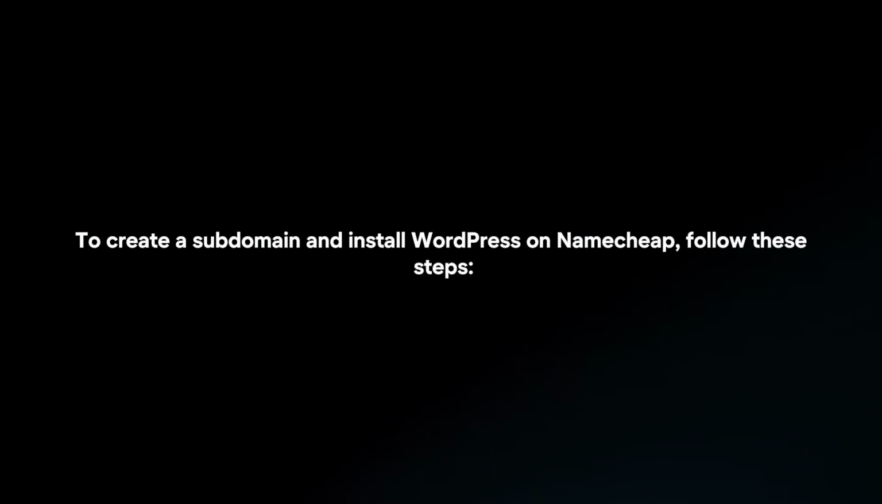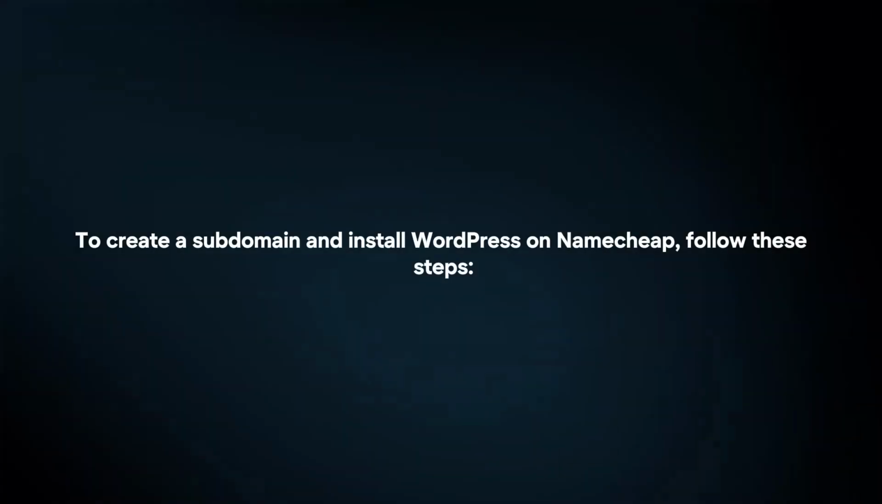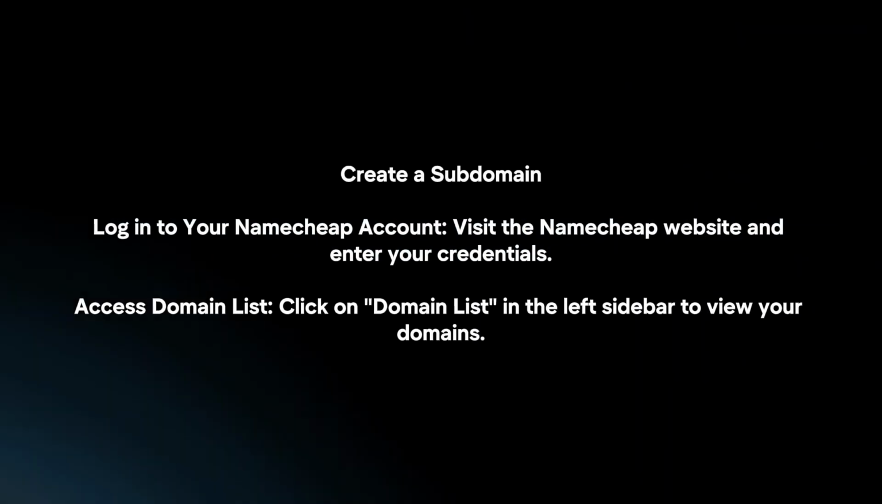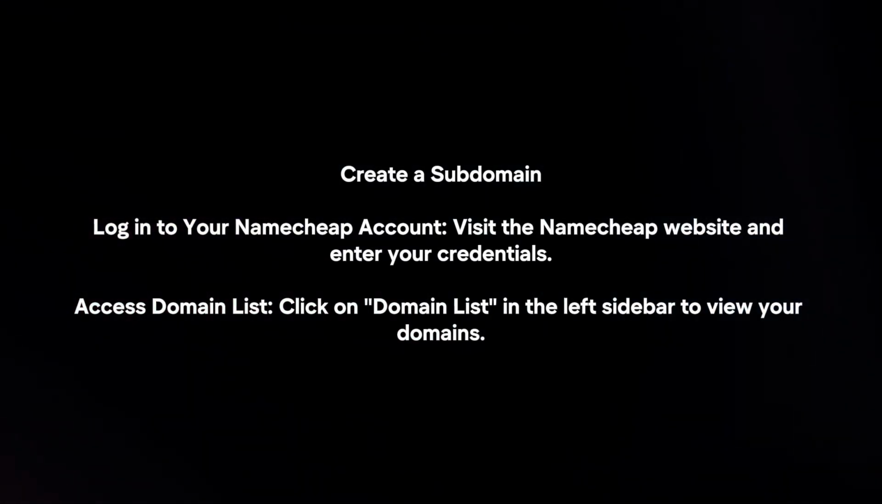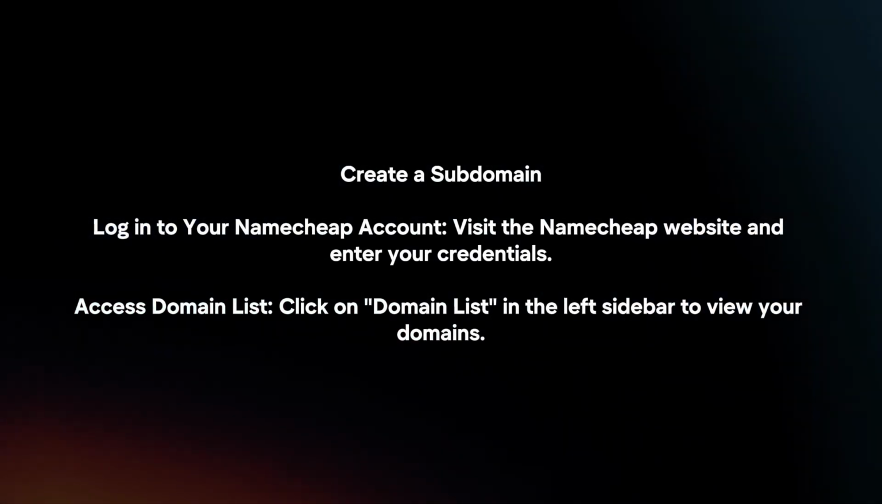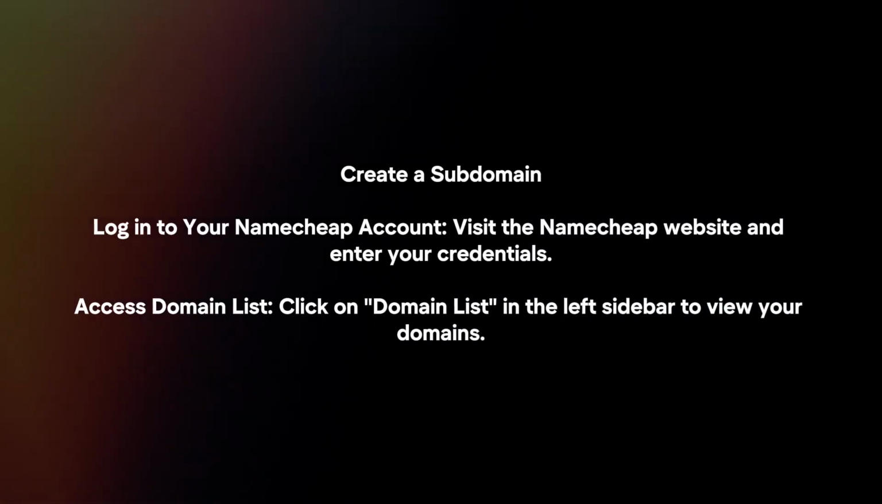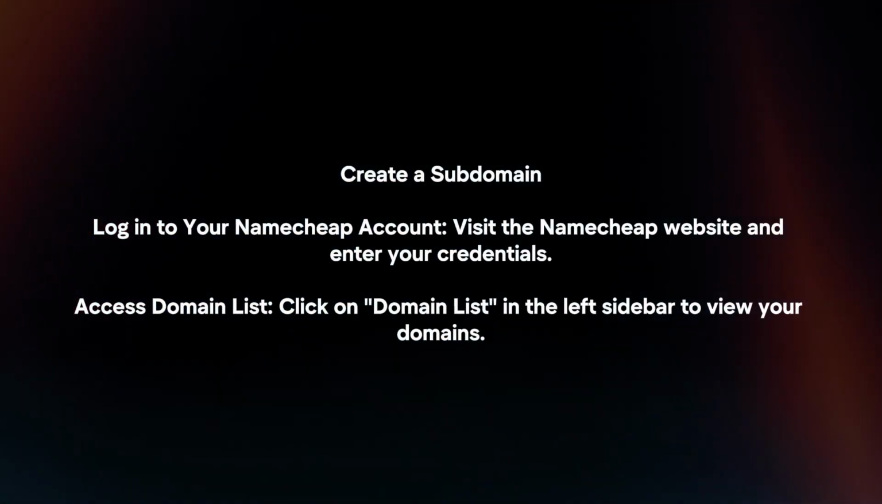To create a subdomain and install WordPress on Namecheap, follow these steps. Create a subdomain. Log into your Namecheap account. Visit the Namecheap website and enter your credentials. Access Domain List. Click on Domain List in the left sidebar to view your domains.